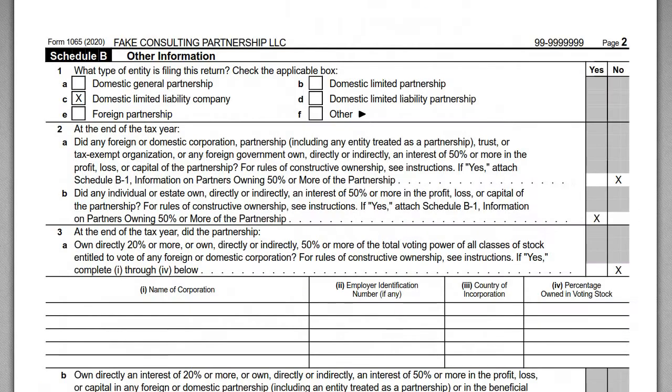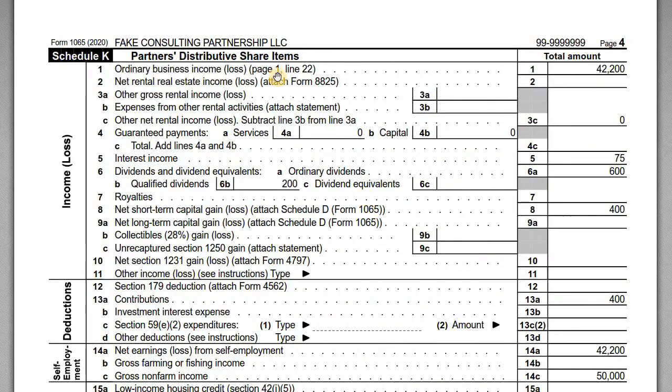That number is ultimately reported here on Schedule K, the distributive share items. Line 1, ordinary business income or loss, is $42,200. This number is sourced to page 1, and then ultimately it is allocated amongst the partners on their Schedule K-1s.